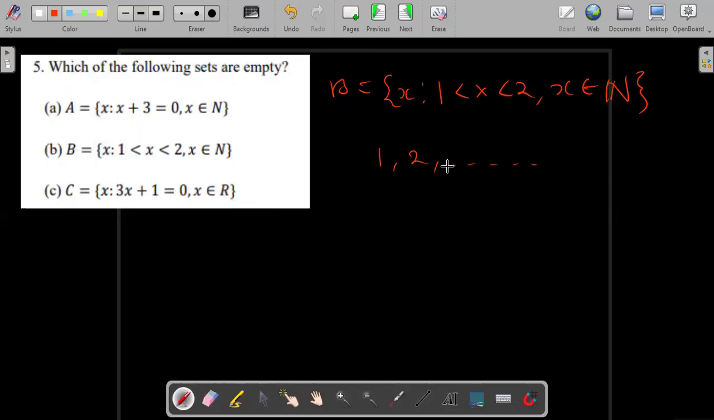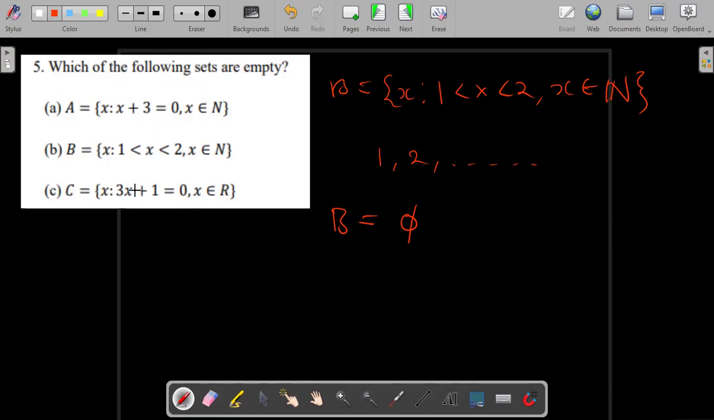And it does not include 1 and 2, meaning there is no other natural number in between that can be part of this set, because as you can see, it goes 1, 2, 3, 4, and here in between 1 and 2 there's no natural number. So our set B also is going to be what? Empty. So our set B is empty. Can write it like that.